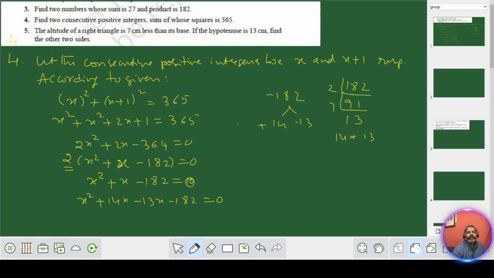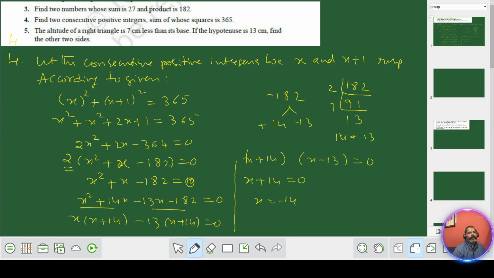Plus 14 into minus 13 we get minus 182. Plus 14 and minus 13 when added we get 1x. Take the common here. x of x plus 14 minus 13 of x plus 14 is 0. What is common? x plus 14 is common. Take out x minus 13 again. Equate to 0. x plus 14 is 0, x is minus 14. x minus 13 is 0, x equal to 13. Two roots we got.